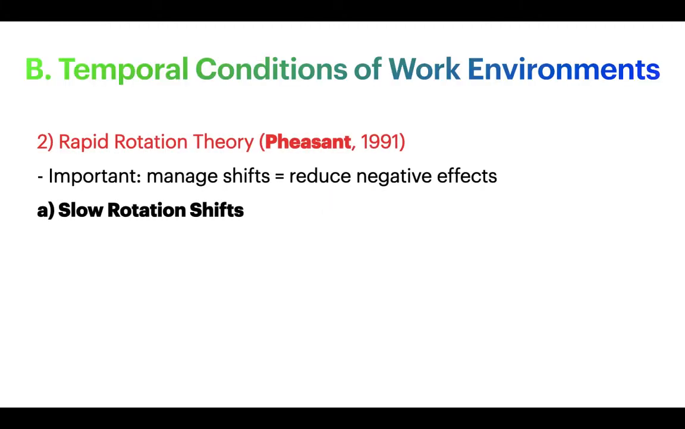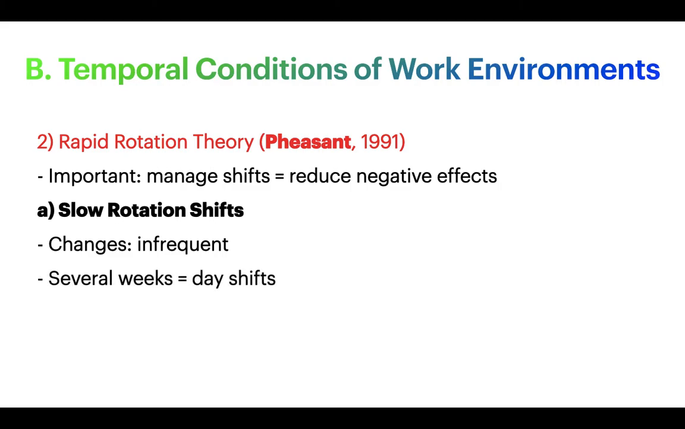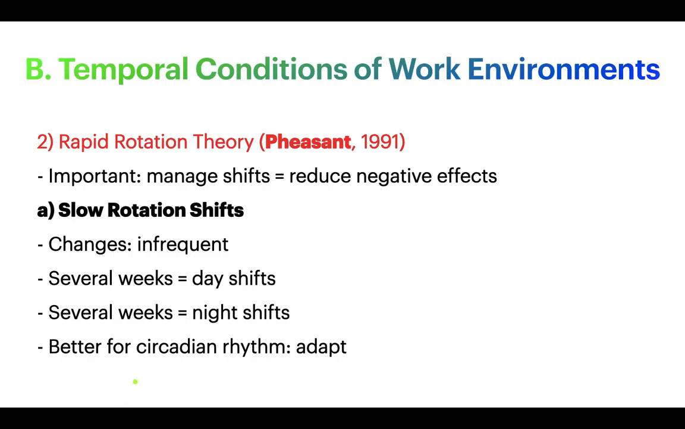Let's look at that. Slow rotation shifts are good because their changes are infrequent, right? So you don't change as often. Maybe for 2 weeks you work in the day, and the next 2 weeks you work at night. So for 2 weeks at a time, you work in one particular shift, and that's okay. It doesn't change so often. Several weeks day shift, several weeks night shift, that's fine. It's better for your circadian rhythm, right? Because you can adapt more easily, right?